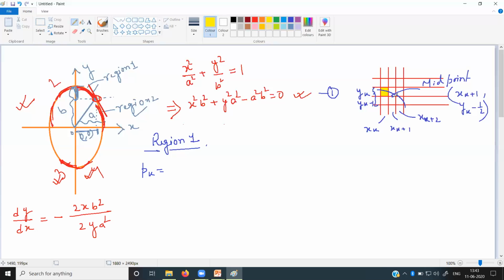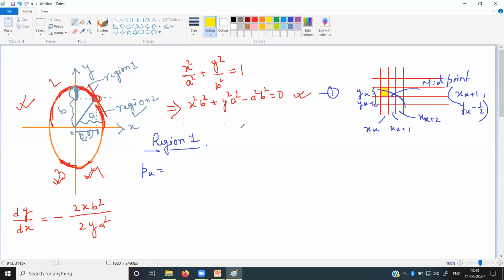That I can decide based on the value of the midpoint. So the value of the midpoint is this one. Very simple logic: put the midpoint on the equation of the ellipse. If you get a value less than 0, that means the midpoint is inside the circle. If the value is greater than 0, the midpoint is outside of the circle.